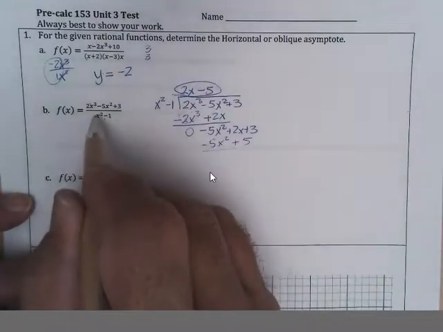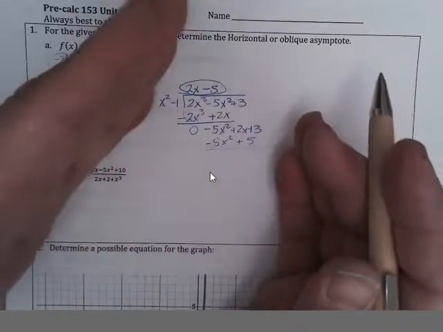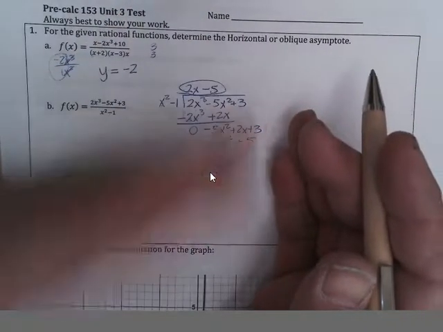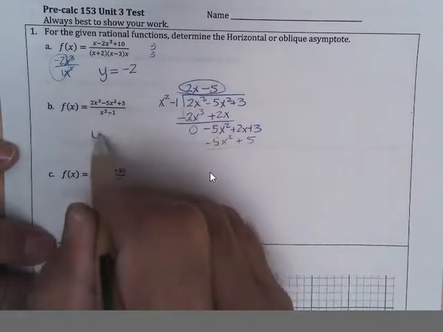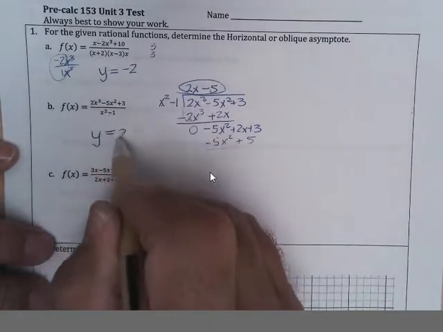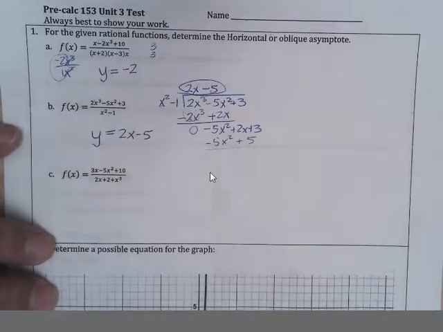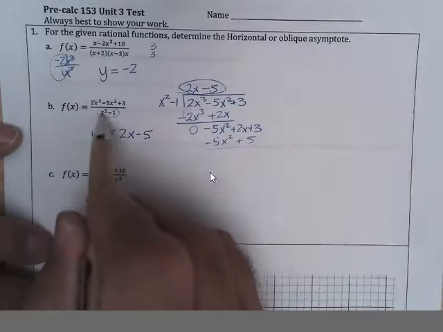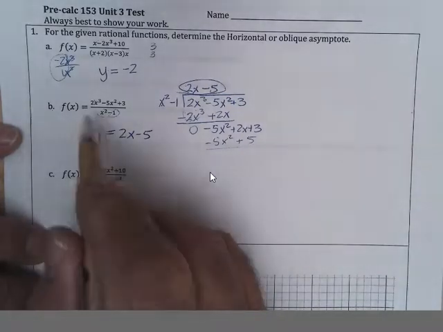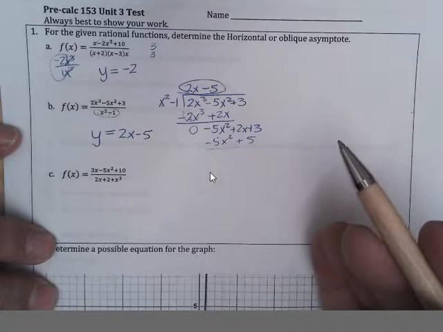This graph, since the numerator is bigger than the denominator, is going to have an oblique or slant asymptote. It's going to approach a slanty line. That line that it approaches is 2x minus 5. Now, some of you on the test tried using synthetic division. Well, whenever this is squared, that's a problem, or if there's a coefficient in front of it, because you're supposed to use what equals 0.